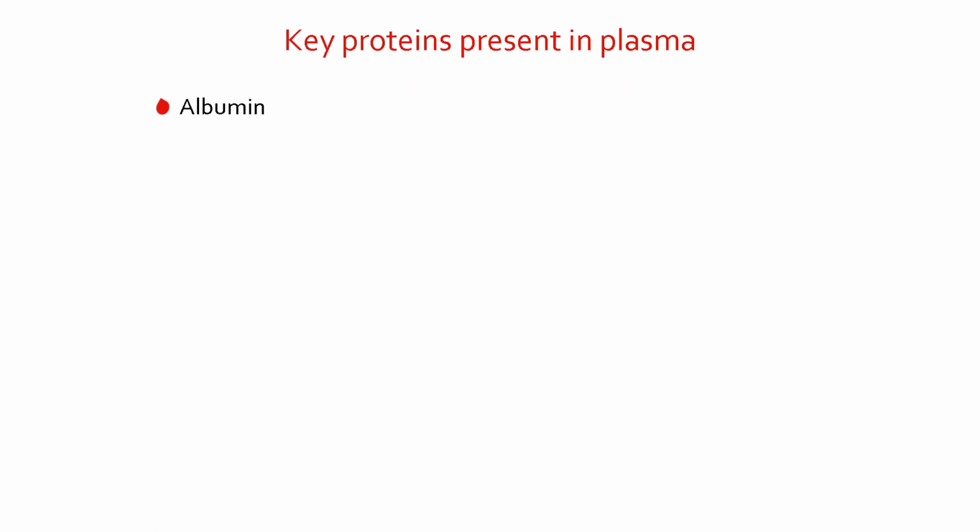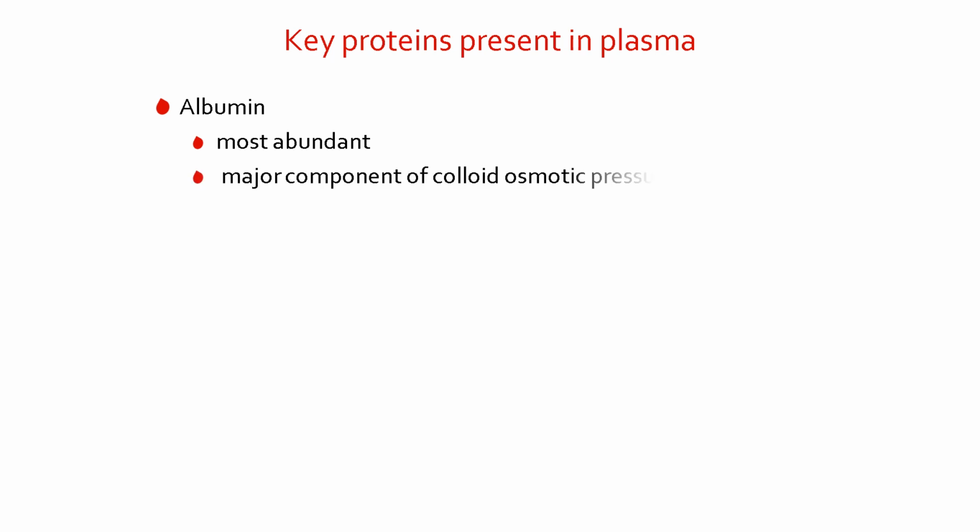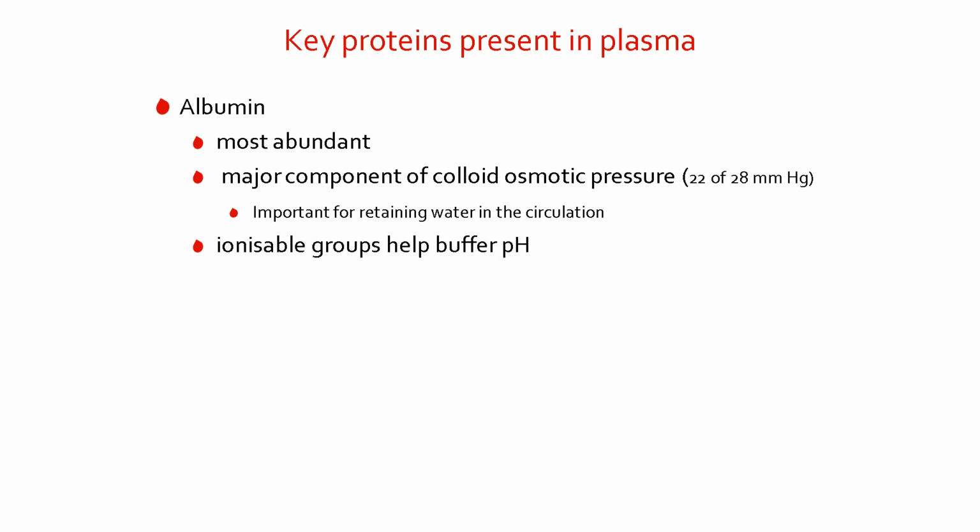Plasma contains important proteins. The most abundant protein is albumin. It makes the largest contribution to the colloid osmotic pressure of blood. That is important because the colloid osmotic pressure draws water into blood through the capillary wall and retains it in the circulation. The protein has many ionizable groups, which help to buffer plasma pH. Albumin also binds many low molecular weight molecules and can therefore act as a carrier for poorly soluble small lipophilic molecules.